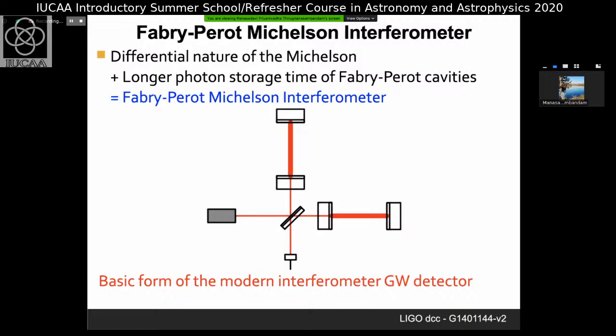So what we see now is the Fabry-Perot Michelson interferometer. If you introduce Fabry-Perot arms to your Michelson interferometer, you arrive at the basic form of the modern gravitational wave detector. So you use the differential nature of the Michelson to detect, and you also get a longer storage time, or gravitational signal accumulation time, by using Fabry-Perot cavities.